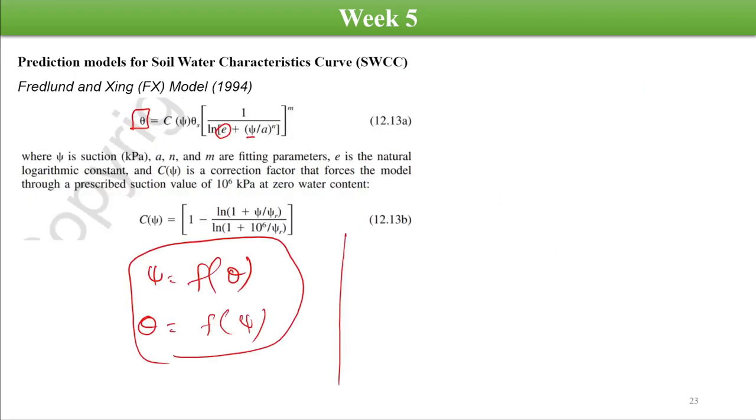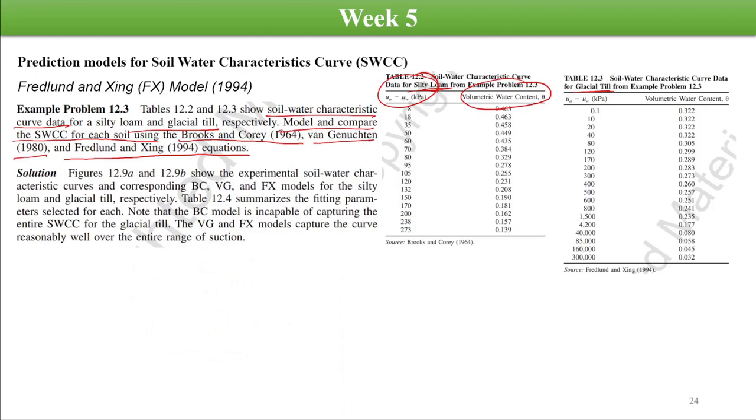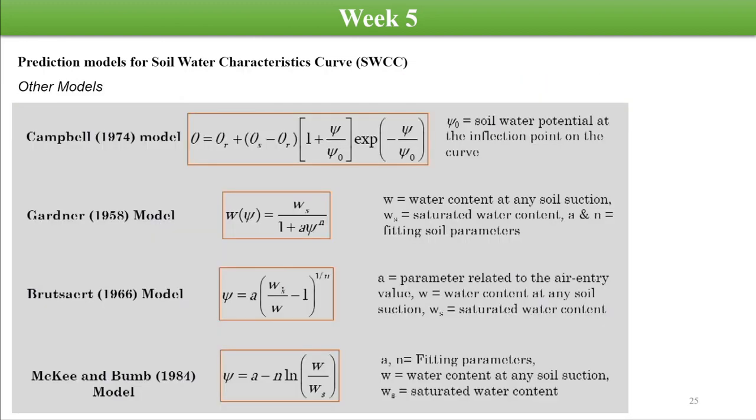Okay, so we can again use the spreadsheet and model the Van Genuchten, Brooks and Corey model along with the Fredlund and Xing equation, right? So this I leave for you to do on your own. And apart from the three famous models we have discussed, there are other models such as the Campbell model of 1974, Gardner model of 1958, and Brutsaert model and McKee and Bumb model.